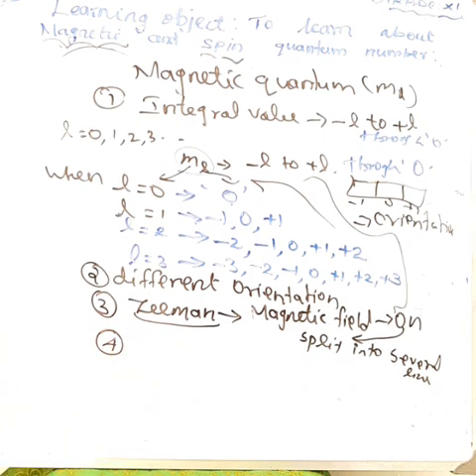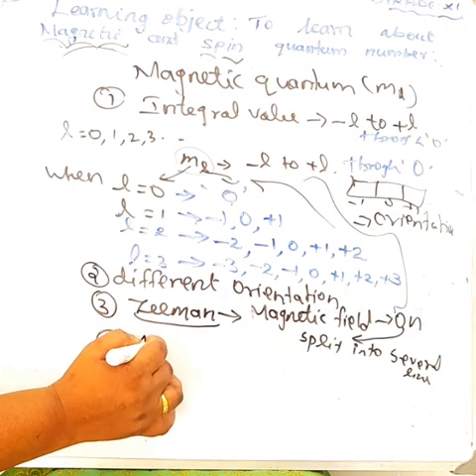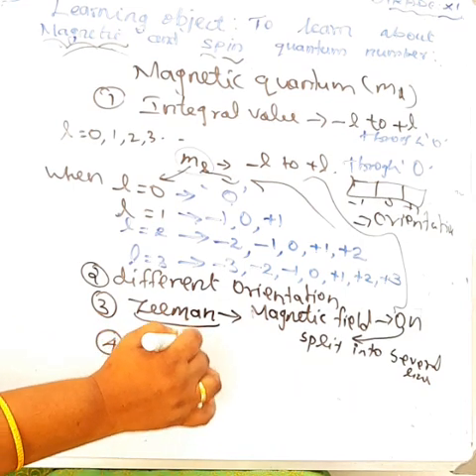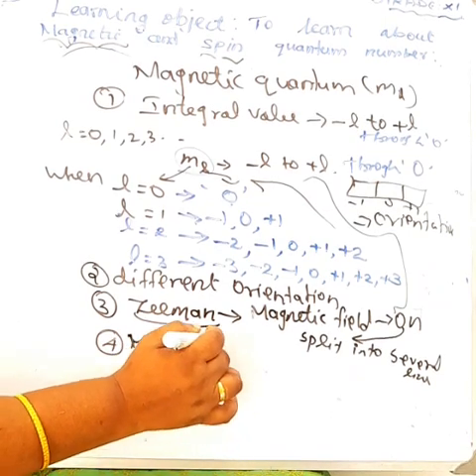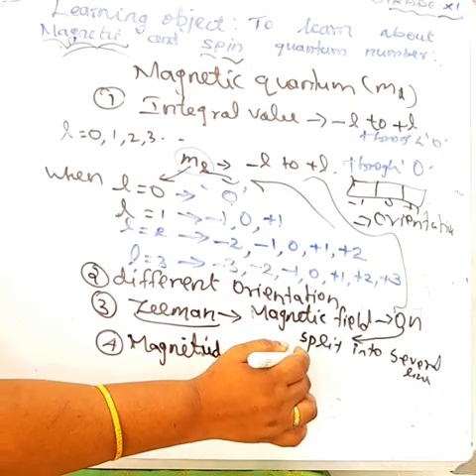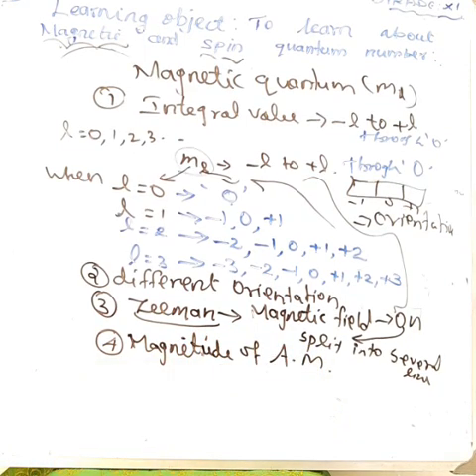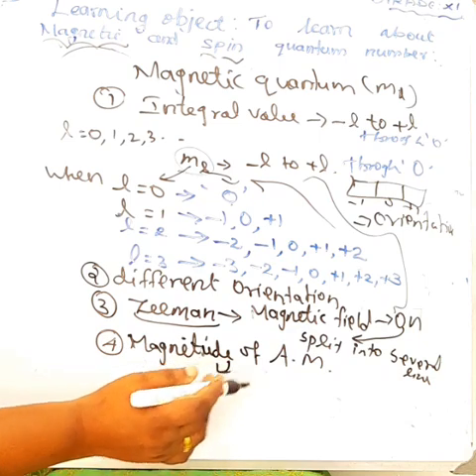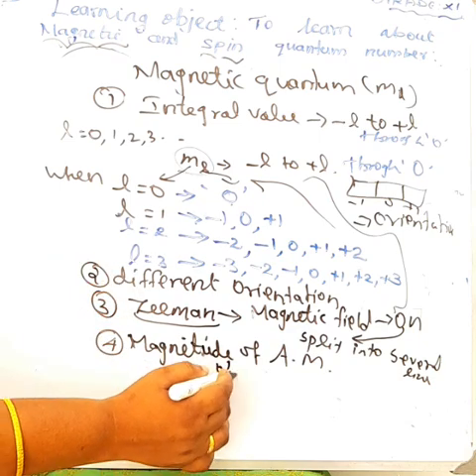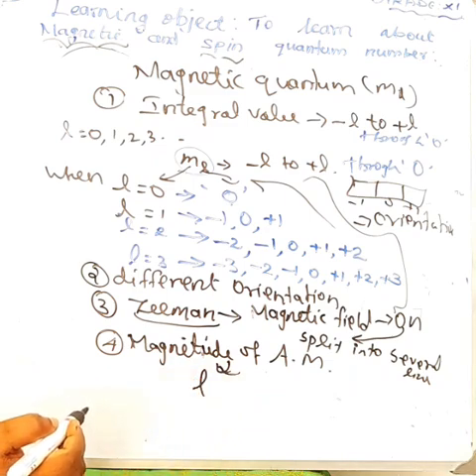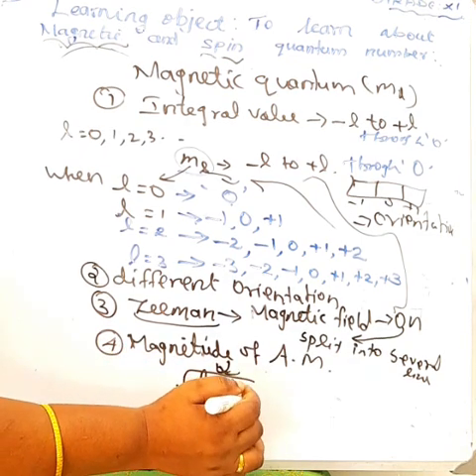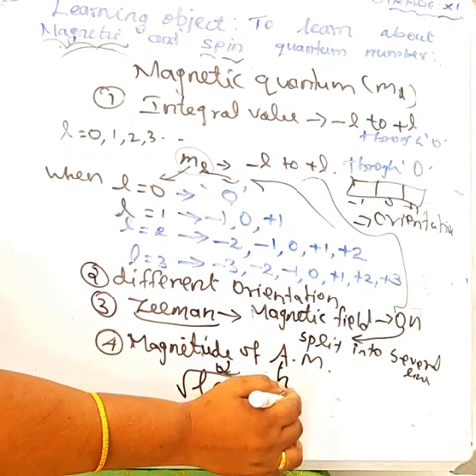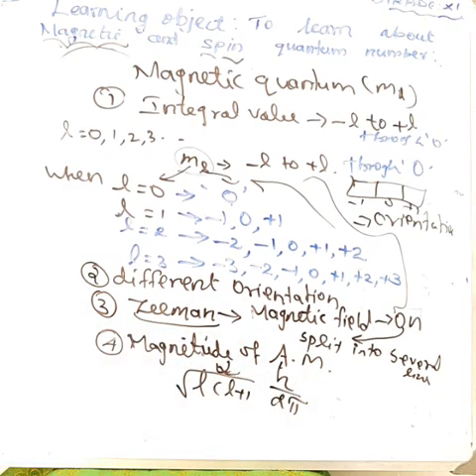The magnitude of the angular momentum is determined by the quantum number L, while its direction is given by the magnetic quantum number. Yesterday we studied about the quantum number L. One of the formulas to calculate the angular momentum magnitude is root of L into L plus 1 into h by 4 pi.